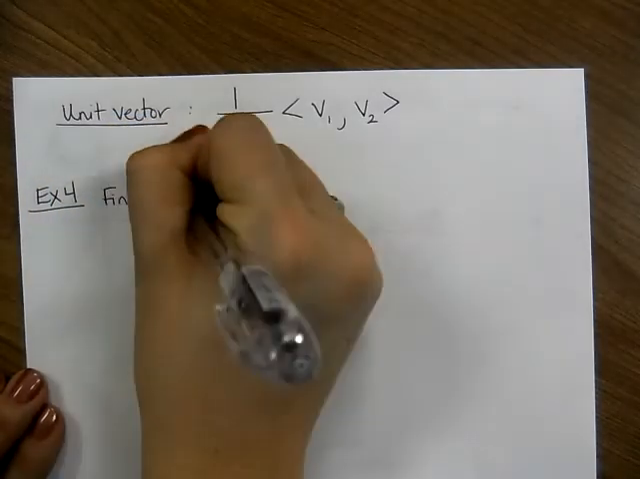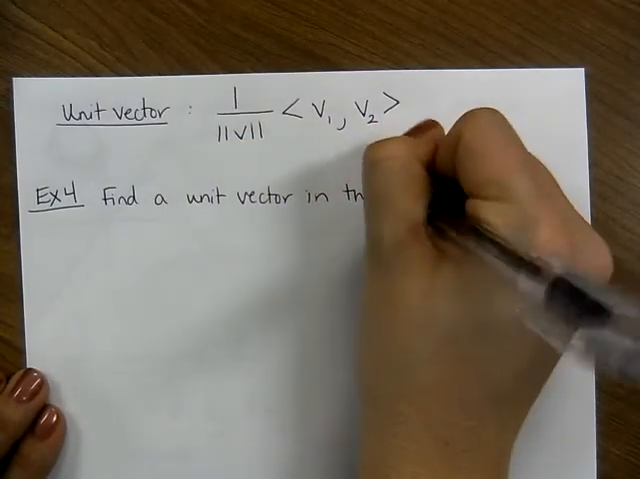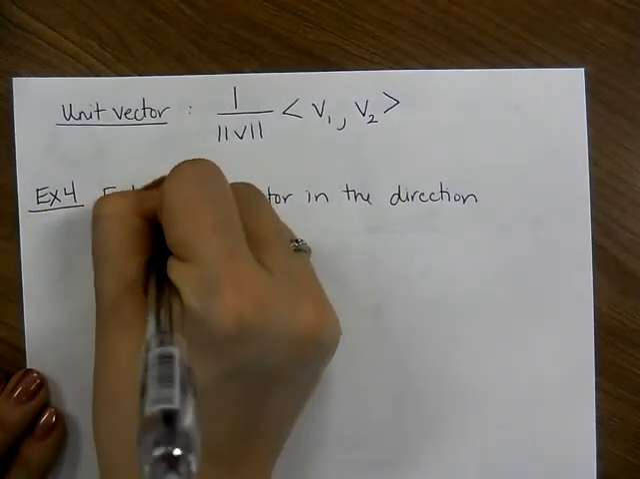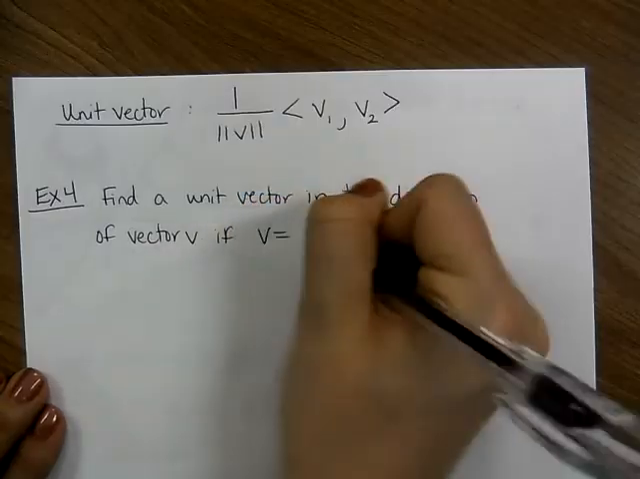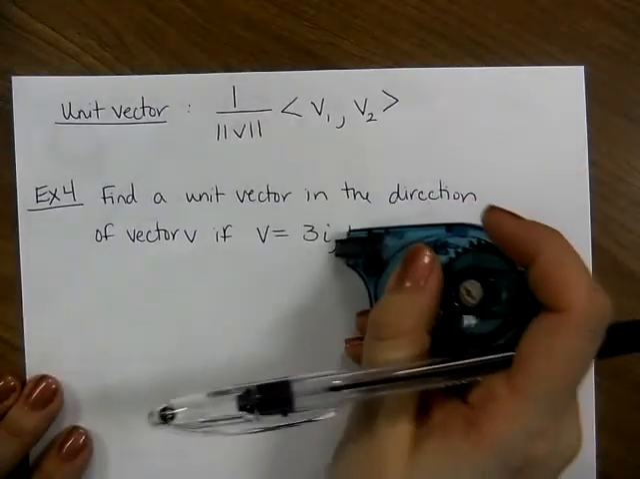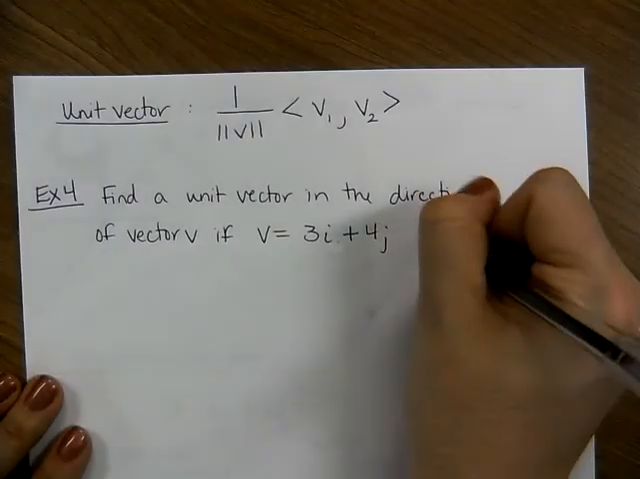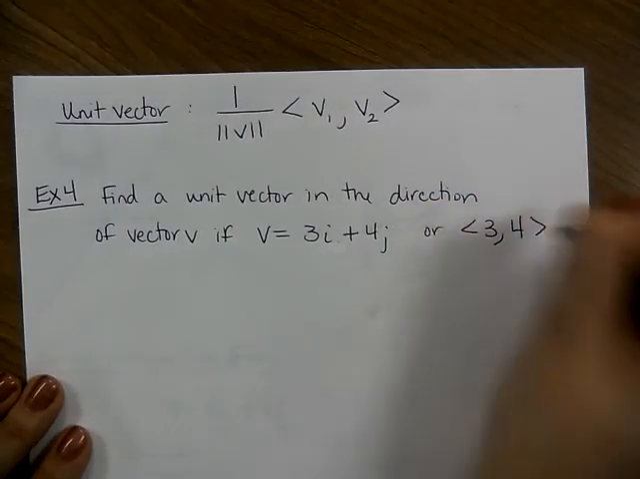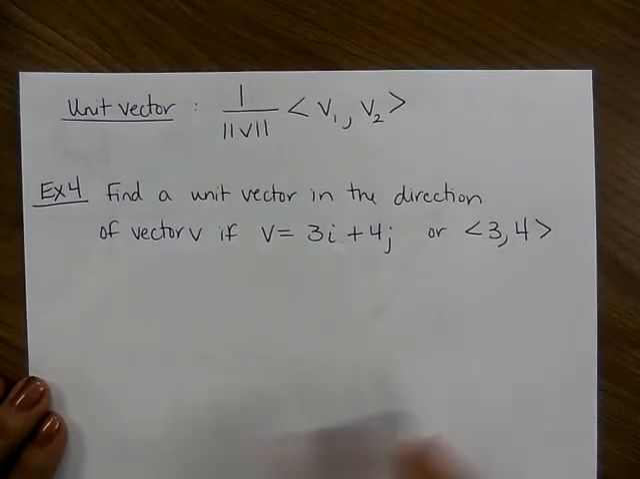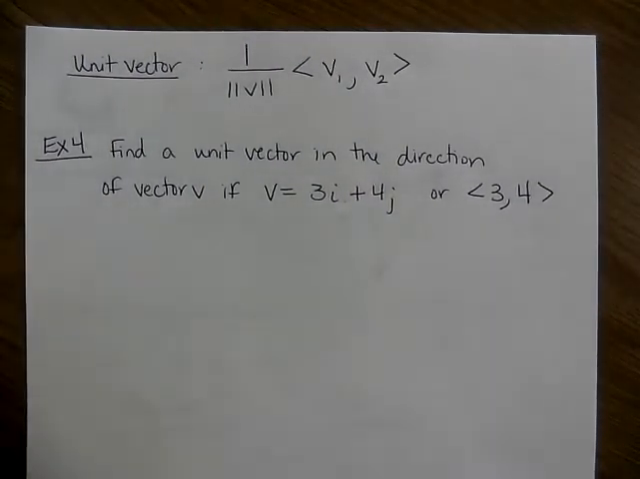Find a unit vector in the direction of vector V if V is equal to 3i plus 4j. Now remember, this is the same as if I had <3, 4>. They're the same thing, just 2 different forms. This is component form, this is linear combination form. They mean the same thing. Go 3 horizontally, 4 vertically. Okay? All right, so now we're going to calculate this unit vector.